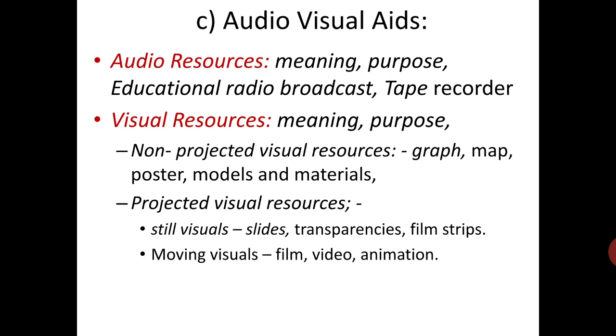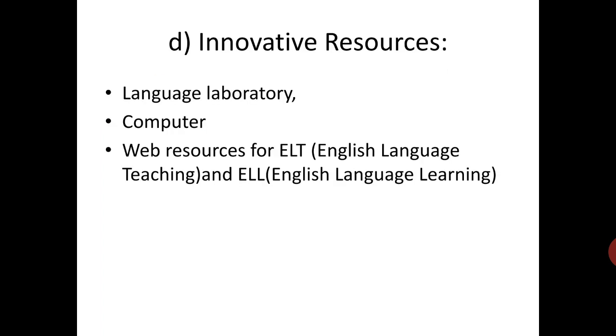In projected visual resources, again there are two subpoints, that is still visuals and moving visuals. Their names indicate their meaning. The still visuals contain the slides, transparencies, and film strips, while moving visuals contain the film, video, as well as the animation. The last point of this unit contains the innovative resources.